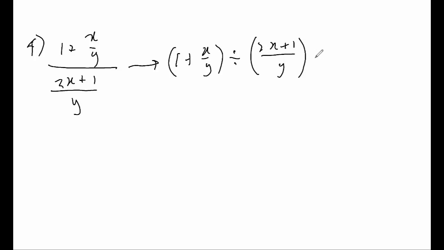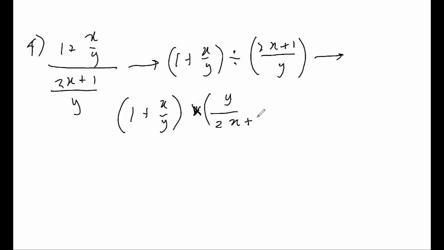And now I'm going to change that into a multiplication problem. So now I have 1 plus x over y times y over 2x plus 1. So there I made it into a multiplication problem. But now I have to combine these two, because I can't just multiply it like that. Let me just extend this line a little bit.